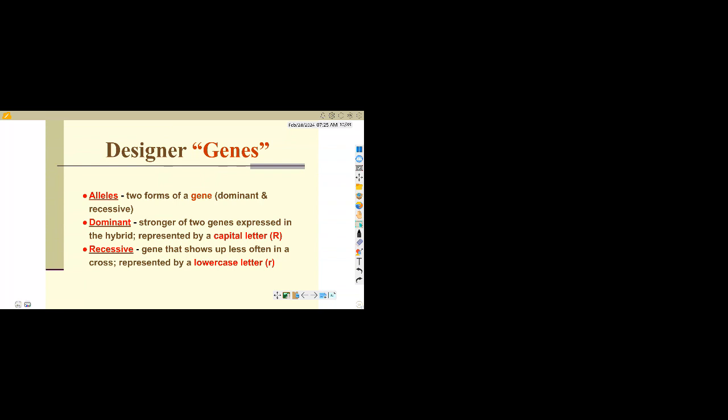But in humans, it's not that simple. But anyways, so go ahead and write alleles, 2 forms of a gene. I hope you understand that an allele is 2 forms of a gene. It's 2 forms of a gene. You got to understand that.